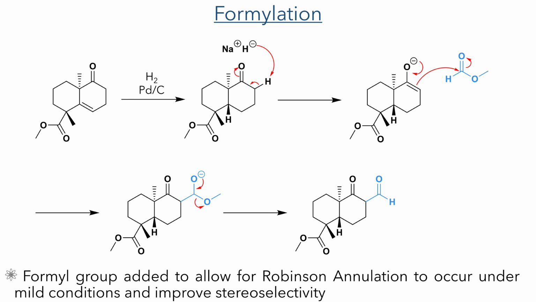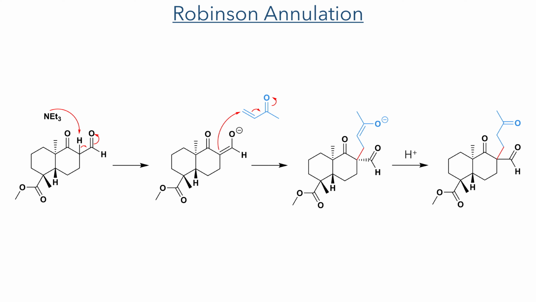This formyl group was added to the molecule to allow for the Robinson annulation to occur under milder conditions and improve the stereoselectivity of the reaction. This formylated molecule was taken forward without purification.